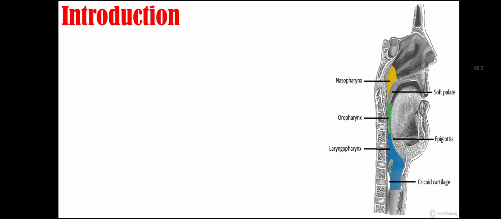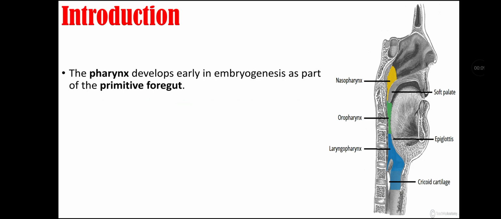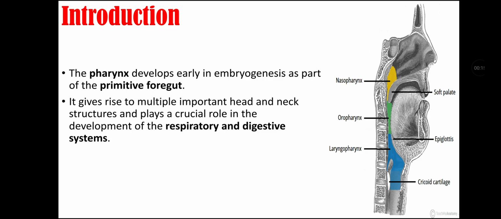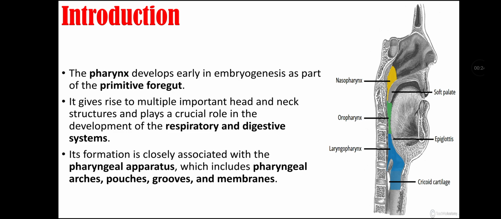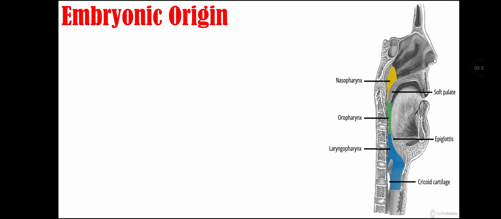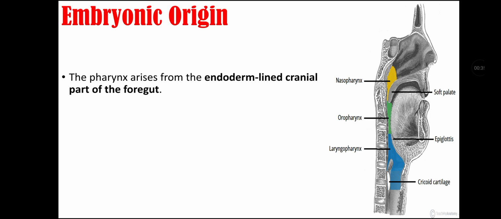So let's start our topic with introduction. Pharynx develops early in embryogenesis as part of primitive foregut. It gives rise to multiple important head and neck structures and plays a crucial role in development of respiratory and digestive systems. Its formation is closely associated with pharyngeal apparatus, which includes pharyngeal arches, pharyngeal pouches, pharyngeal grooves, and pharyngeal membranes.